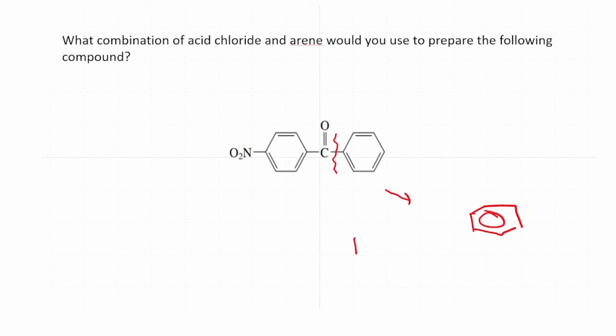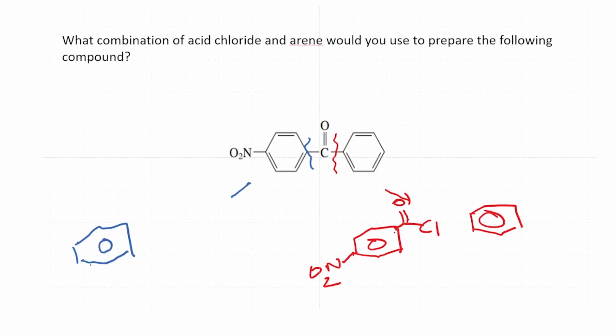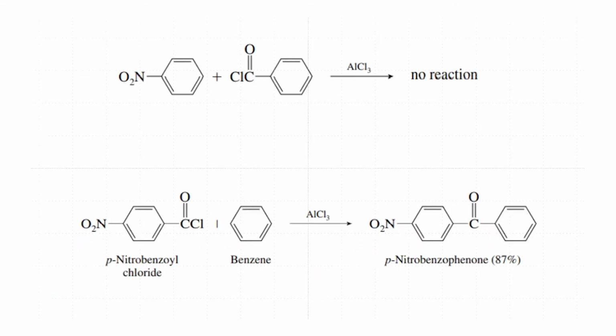Now, if this is the bond that's going to be formed, then I would have to start with benzene and react it with 4-nitrobenzoyl chloride. Now, this is one choice. The second choice is that if we can break the bond as shown here. Now, this is going to be produced if you start with 4-nitrobenzene and react it with benzoyl chloride. Okay. Now, let's just write out these choices in the next page.